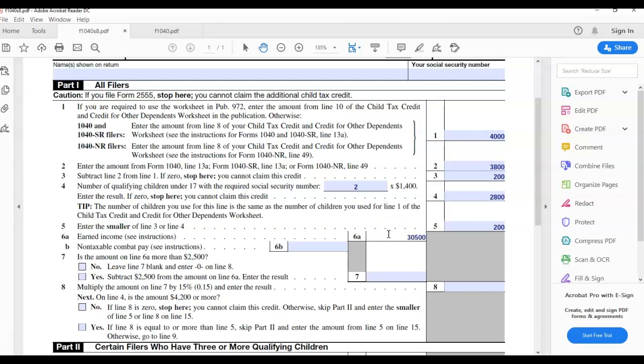That'll go right there. And 6A, nontaxable combat pay, doesn't apply. And then line 7 says, is the amount on line 6A more than $2,500? It's yes, so we click yes. It says subtract $2,500 from the amount on line 6A, which will have us with $28,000. And so that's how that works. So 30,500 minus 2,500 equals 28,000.